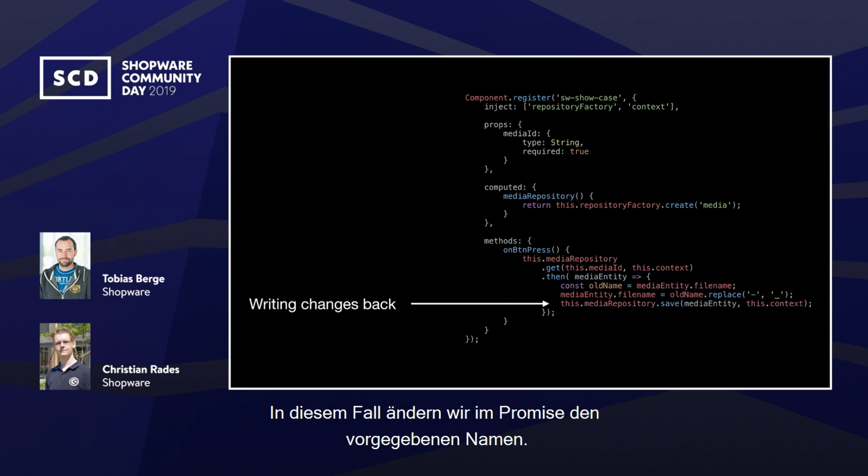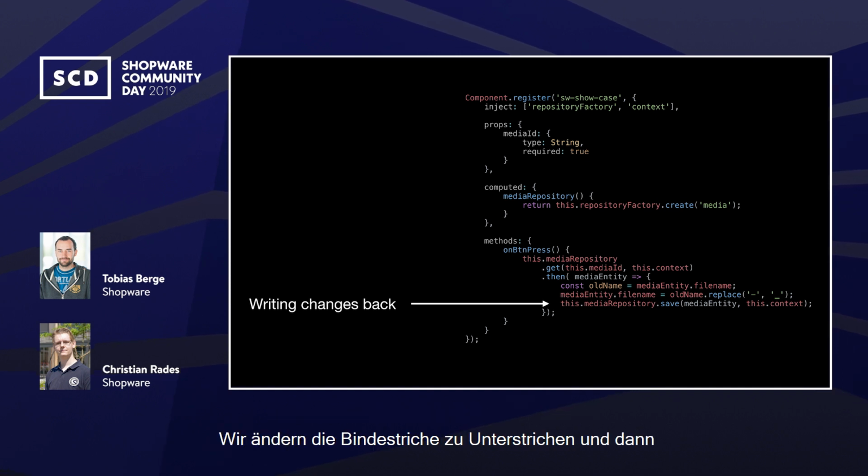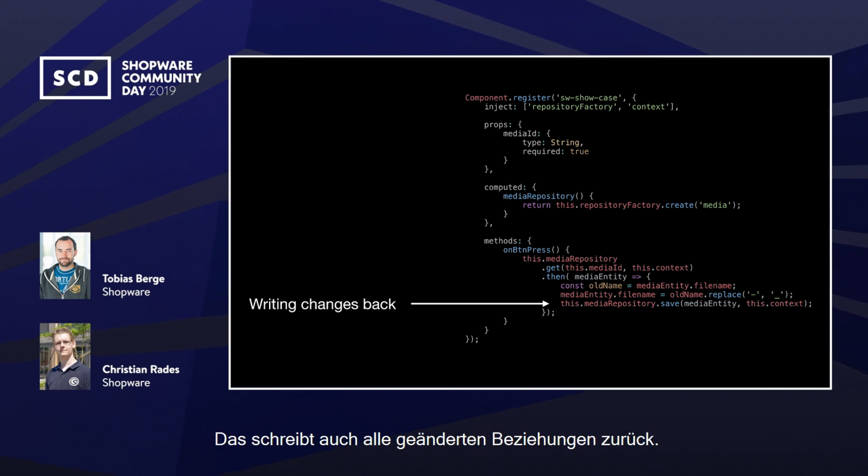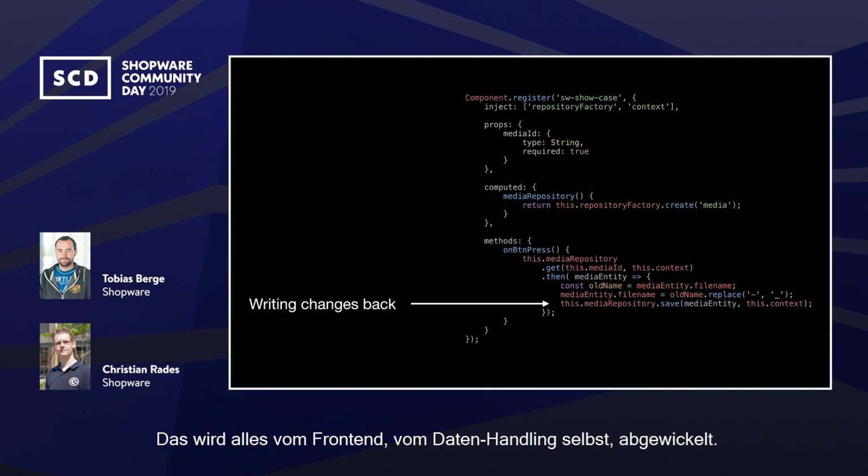In this case, in the promise, we change the name, as is given here. We just change the hyphens to underscores, and then we'll write back the changes explicitly through the save functionality of the repository. And this also would write back all relations that have changed. So this is all handled by the front end, by the data handling in itself.